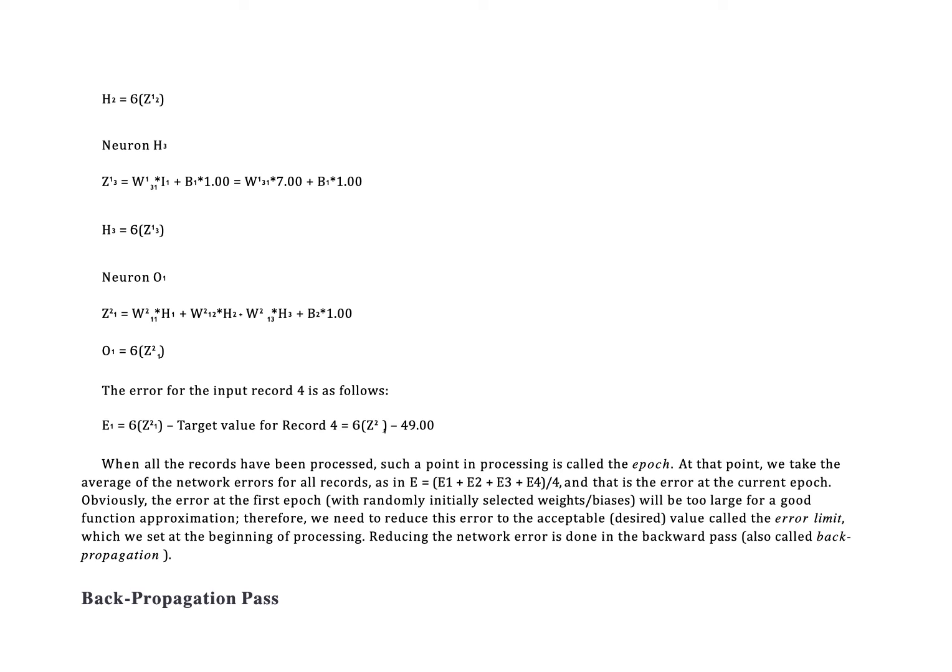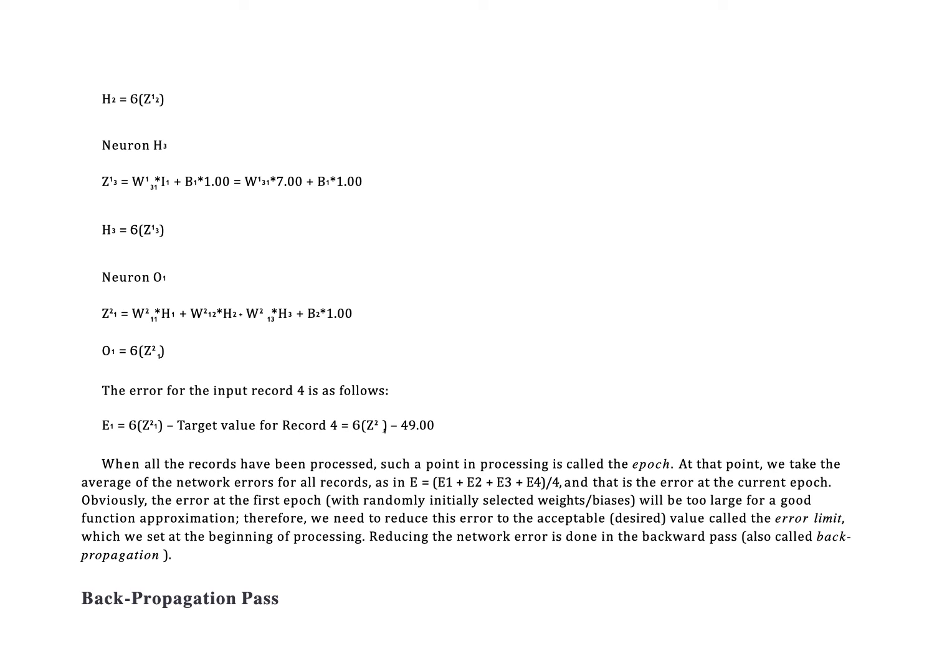which is 49.00. When all the records have been processed, such a point in processing is called the epoch. At that point, we take the average of the network errors for all records, as in E equals (E1 plus E2 plus E3 plus E4) divided by 4, and that is the error at the current epoch. Obviously, the error at the first epoch, with randomly initially selected weights and biases, will be too large for a good function approximation. Therefore, we need to reduce this error to the acceptable, desired value called the error limit, which we set at the beginning of processing.